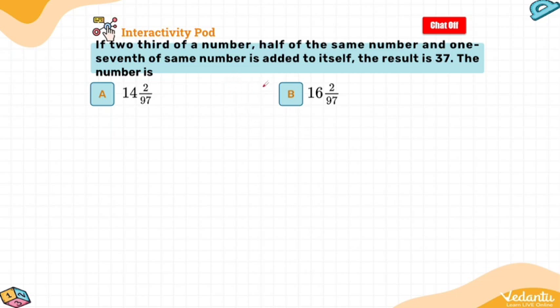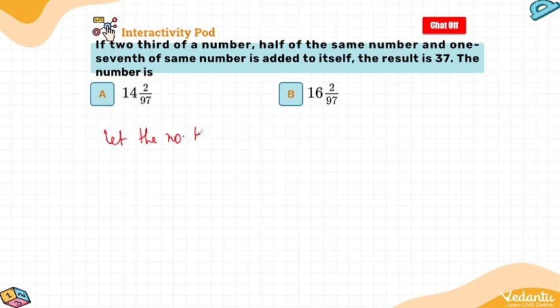Okay, sure. So let's have a question here. If 2/3 of a number, half of the same number, and 1/7 of the same number is added to itself, the result is 37. So could you find the number? Let's try. If 2/3 of a number, half of the same number, and 1/7 of the same number is added to itself, the result is 37. Pause the video and try to solve. Alright, I'm hoping you have done. Let's do it.